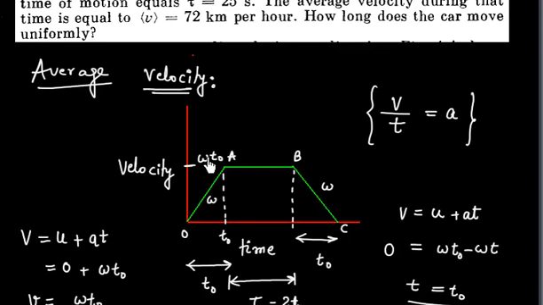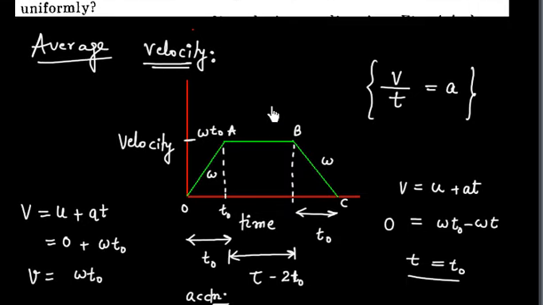We can apply s equals ut plus half at square. For this kind of problem, a graphical approach is a good idea. Are you getting it or not?